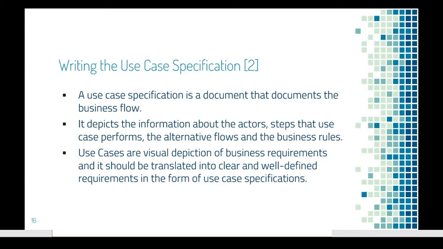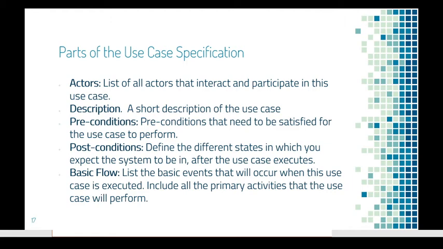Use cases are a visual depiction of the business requirements. As we have discussed earlier, it shows how the system is interacted with by the users. And with that, it should have a clear translation into well-defined requirements in the form of use case specifications or use case scenarios. So there are different parts of a use case specification. Number one is the actors. This is the list of all actors that interact and participate in the use case, including the secondary and the primary actors.